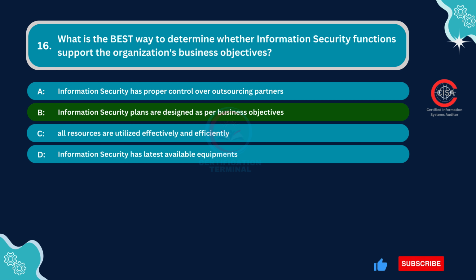By aligning information security plans with business objectives, it becomes easier to establish measurable outcomes. This allows for tracking progress and demonstrating the value of information security functions in achieving desired business results.